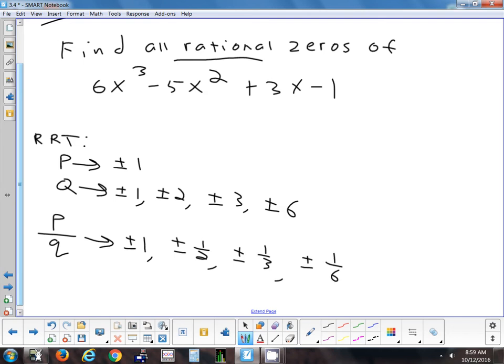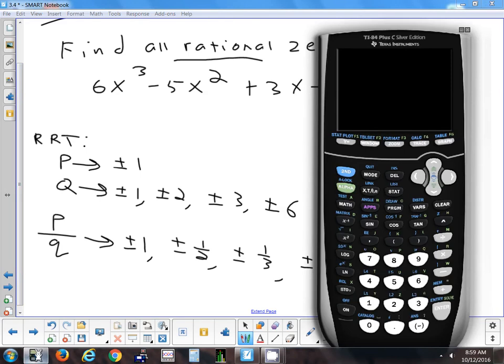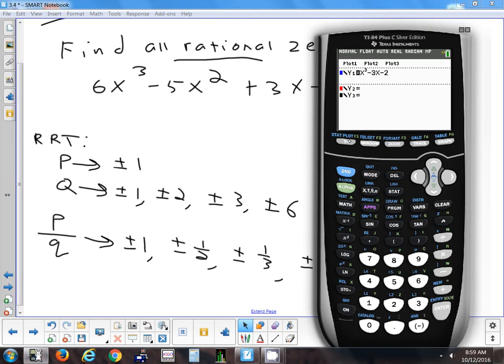okay, so if this graph is going to have a rational root, it's going to cross the x-axis at one of those 8 spots. Again, because all those numbers are between 1 and -1, I can look at a standard window, and everything I need is going to be within that window, at least for rational roots. All right, so we got 6x cubed minus 5x squared plus 3x minus 1.